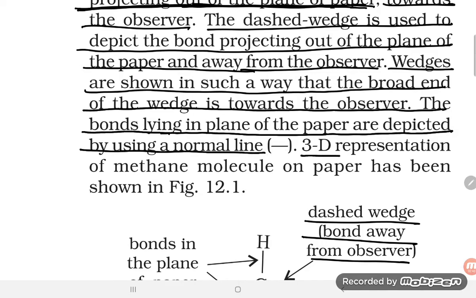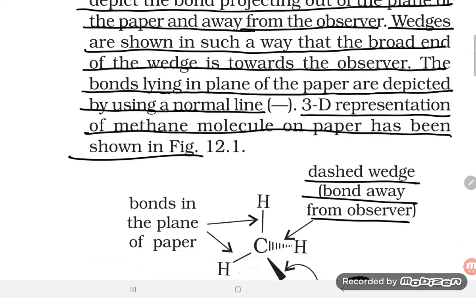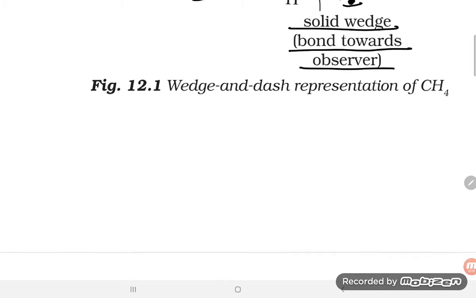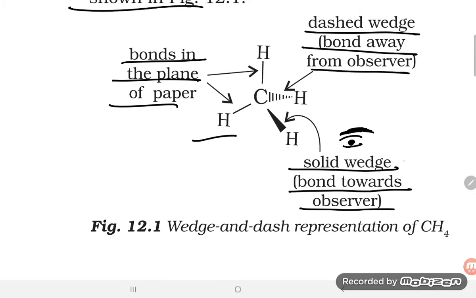This is the 3D representation of a methane molecule on paper. The other bonds lie in the plane of the paper, represented by a single line. This is the solid wedge line, which is towards the observer, and the dash wedge line is away from the observer.